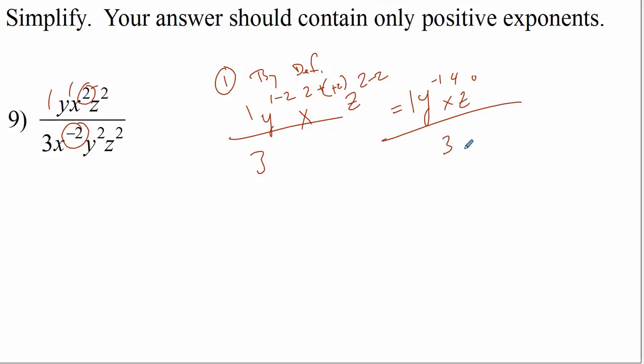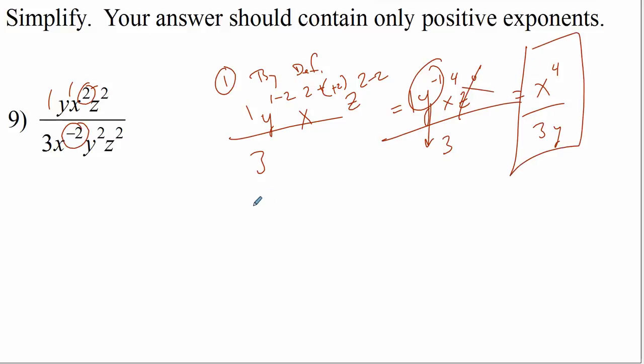of that over 3. The y drops because it's negative, so it's x to the 4 over 3y. Remember, z to the 0 power is gone, that doesn't matter. That is your final answer.